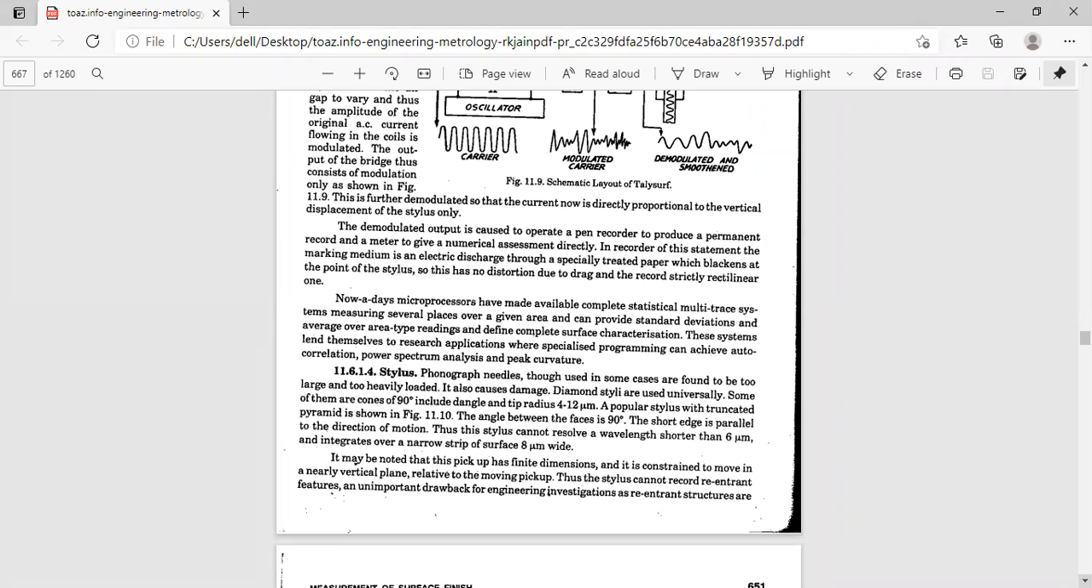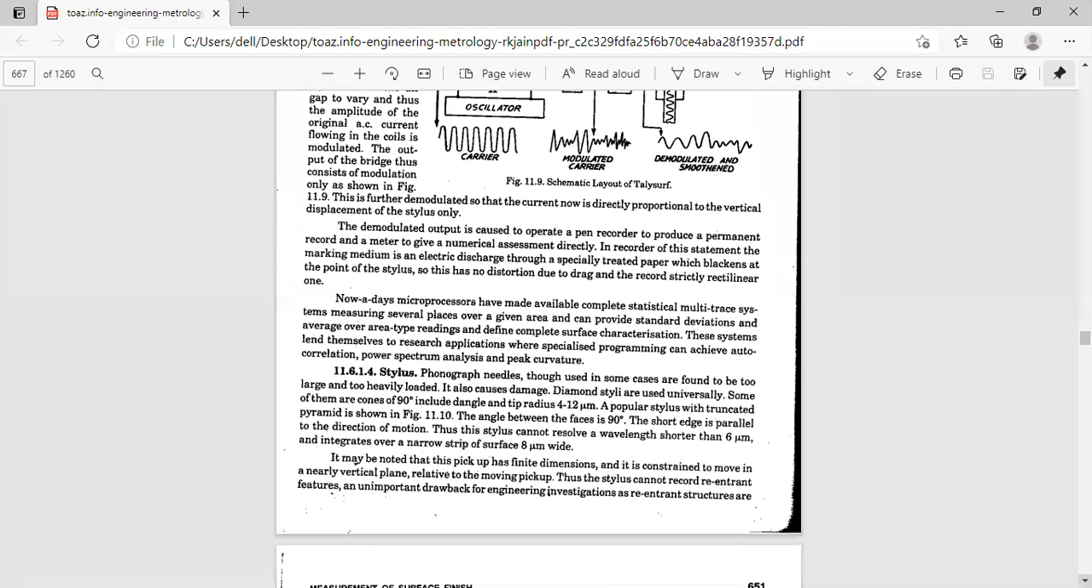So what are the features? We'll discuss the features of the electronic stylus instruments or the surface measuring instruments. We are using phonograph needles in some cases, because they are found to be large and heavily loaded, so they can cause damage. Previously they used to use that, and now they are going for the diamond stylus or styli. Styli is the plural of stylus.